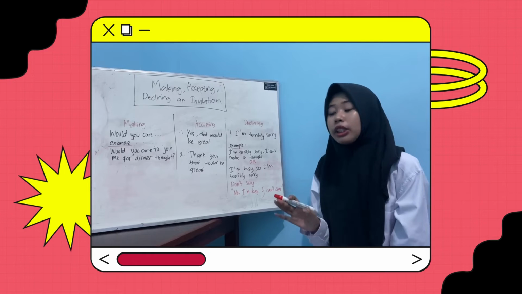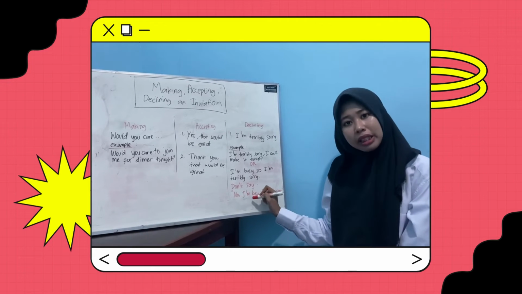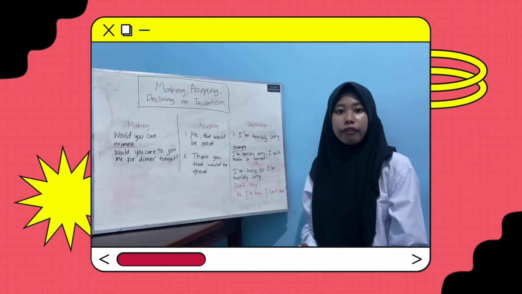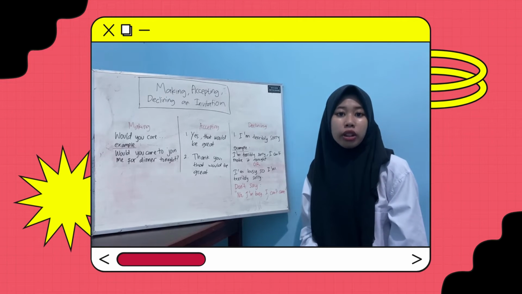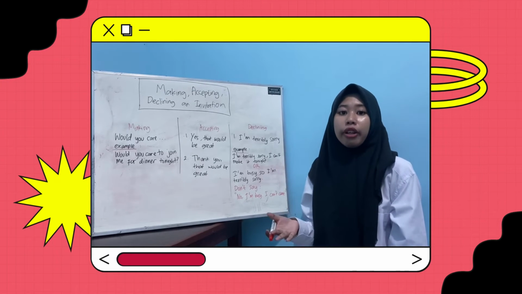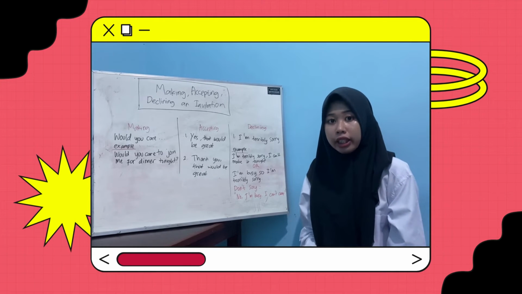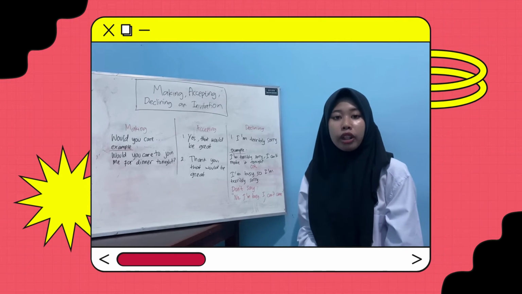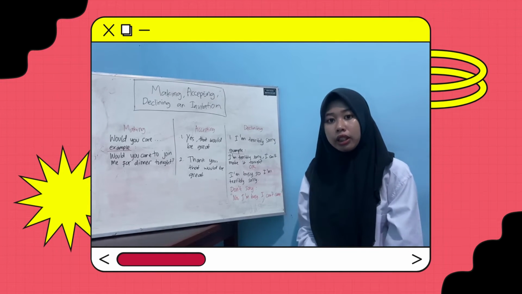But please do not say, no, I'm busy, I cannot come. Because when you decline someone's invitation, it's better for you to use sorry, because when you do not use it, the person that gave you an invitation might be offended. So please be careful and always say sorry when you want to decline someone's invitation.